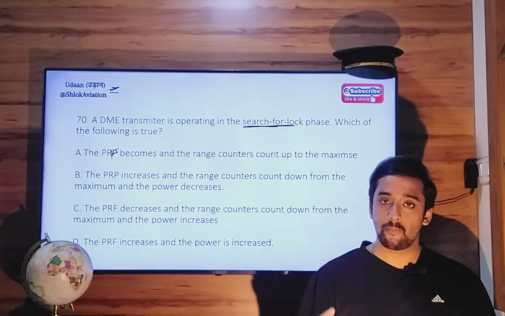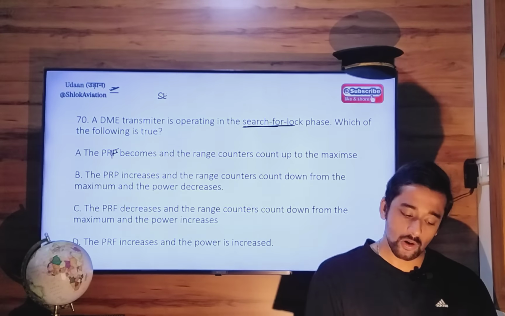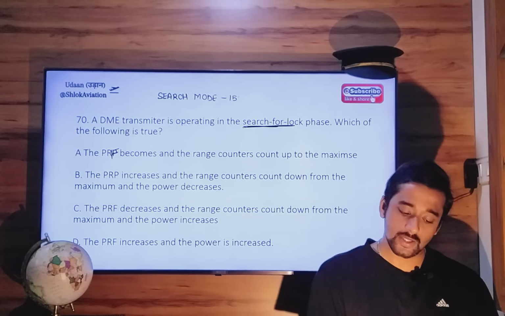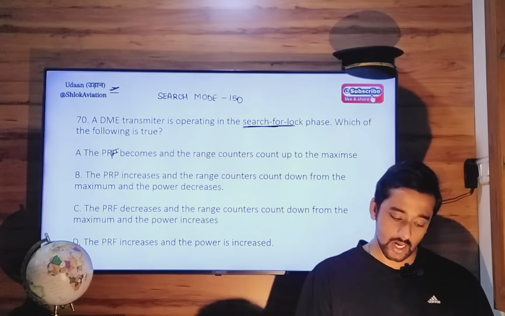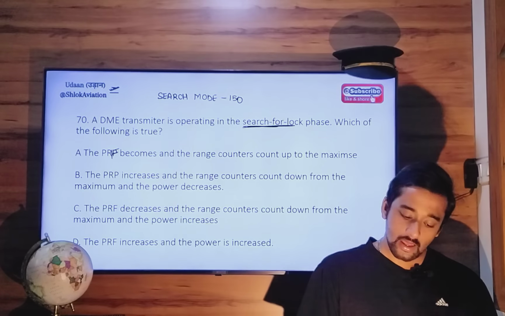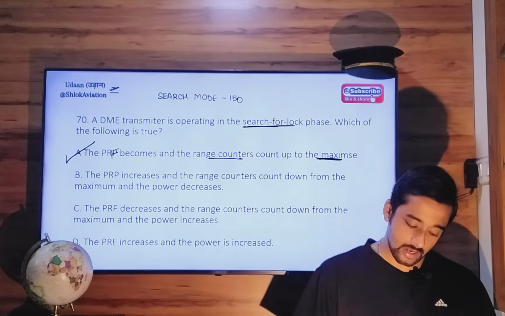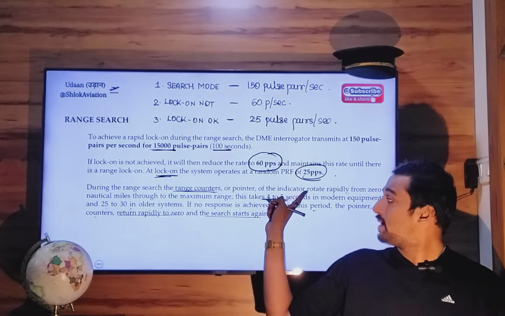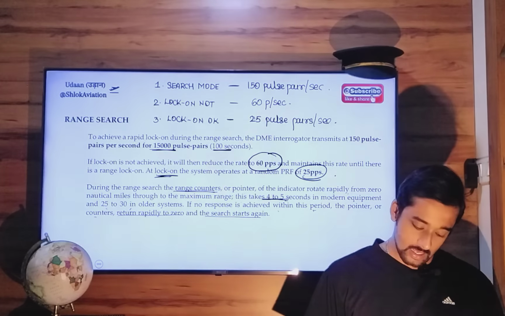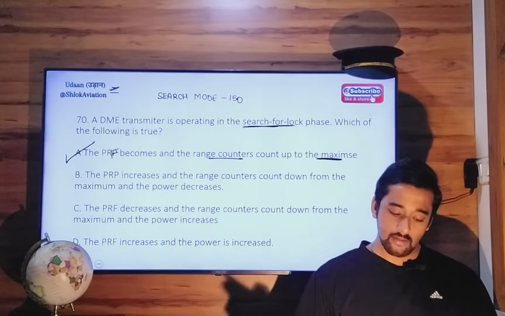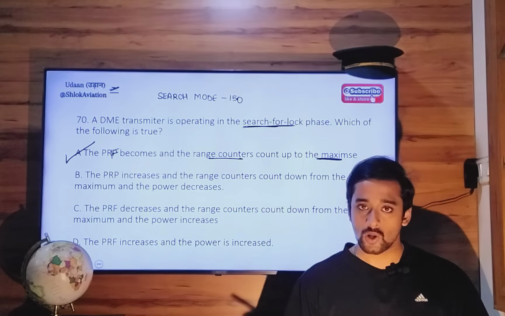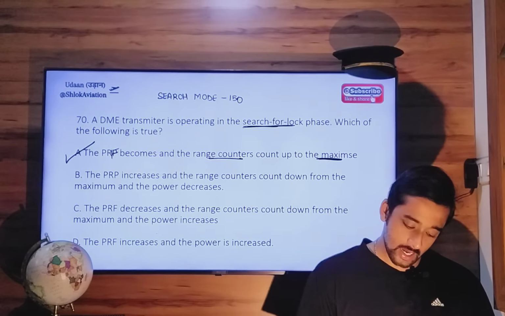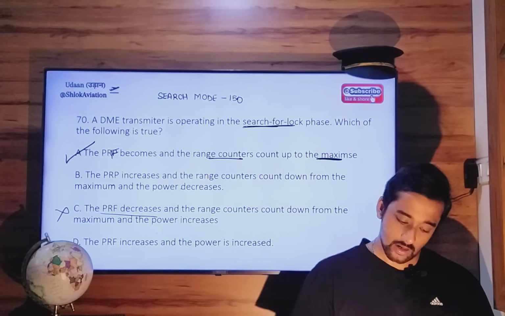So the correct option here is your pulse repetition frequency. In search mode, the pulse repetition frequency is maximum, 150 pulse pair per second. So the correct option will be option A, and the range counters count up to the maximum value as given here. The range counters rotate rapidly from 0 to the maximum. So the correct answer here will be option alpha. PRF becomes maximum and the range counters also count up to the maximum value. Here PRF decreases, wrong. So option A.